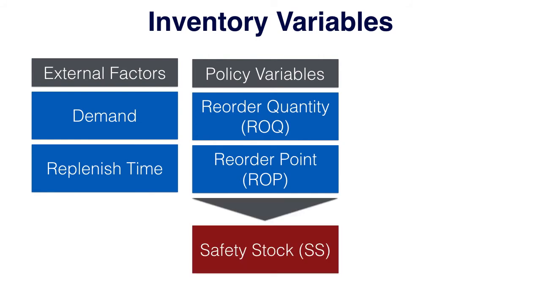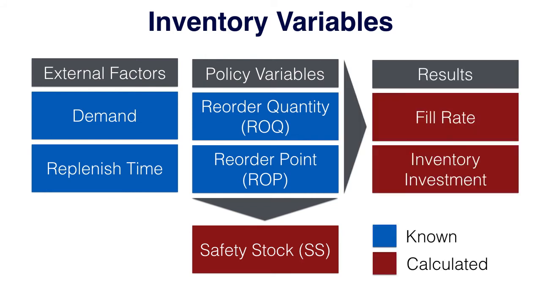And using these two, of course, you can also calculate the safety stock. Once you determine the ROP, it doesn't matter what your safety stock is, it is a consequence. Okay, you can play the other way around as well. You can decide the safety stock and then calculate the reorder point. It's one and the same. So those are the policy variables.